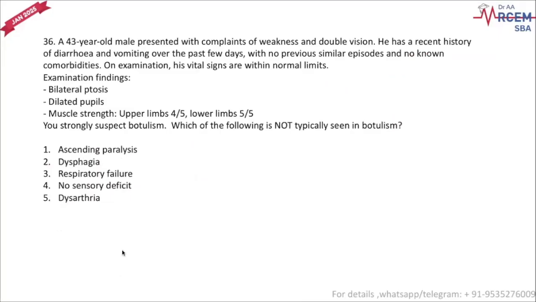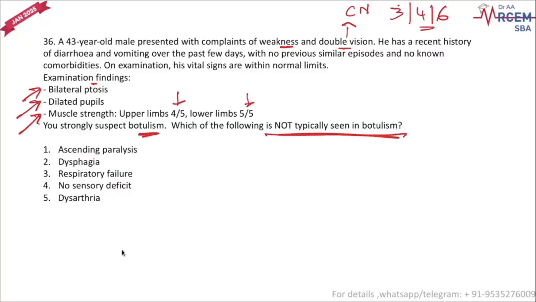A 43-year-old male presented with complaints of weakness and double vision. Double vision means we are suspecting some cranial nerve involvement, either the third, fourth, or sixth cranial nerve, which supply the extraocular muscles. He has a recent history of diarrhea and vomiting over the past few days. No similar complaints, episodes, or comorbidities. On examination the vital parameters are normal. Findings are bilateral ptosis, dilated pupils, and muscle strength in the upper limbs more than the lower limbs. You're strongly suspecting botulism. Which of the following is not typically seen in botulism?